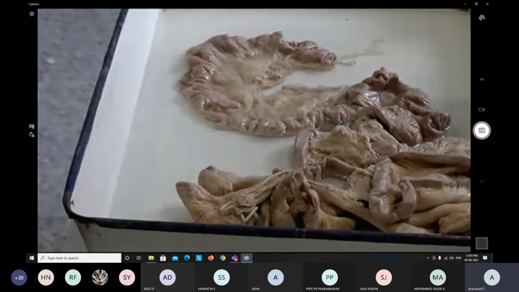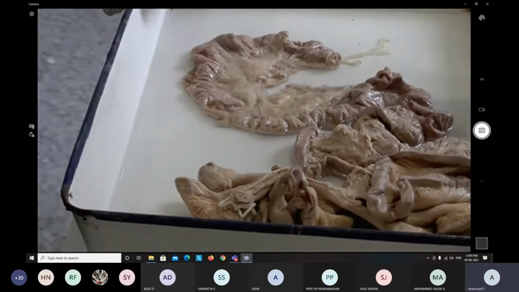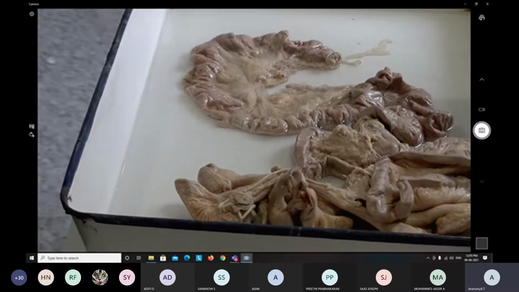So here we have displayed the complete small intestine, which is divided into three parts. Before we go to the anatomical aspect, I would like to know what the main function of the small intestine is. Can anyone please? Anybody please? Absorption and assimilation. Digestion and absorption. Okay, well, fine, very good.